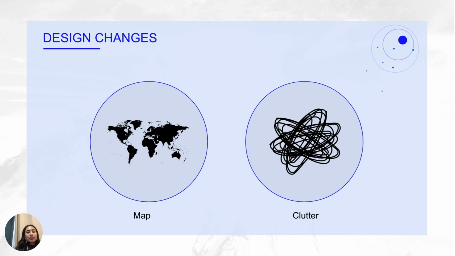And now for the last two, the map was still confusing. They didn't know if they should tap the map or what it would do. And also for the profile, they found that it was very cluttered and that it would need more organization. And that is all. Thank you.